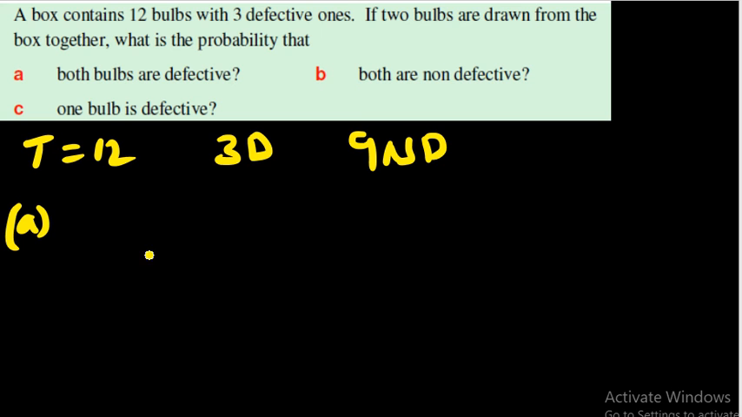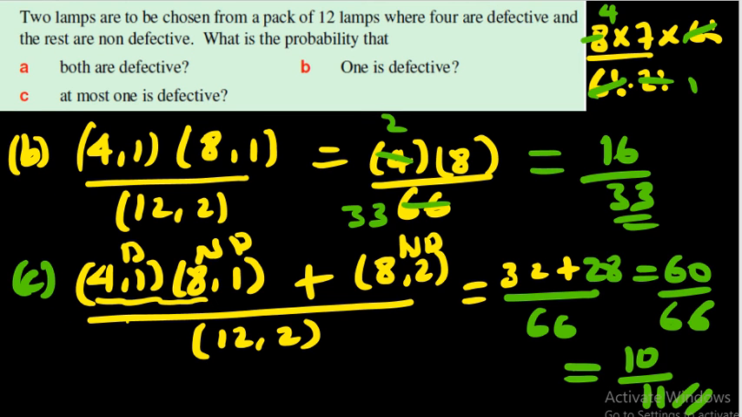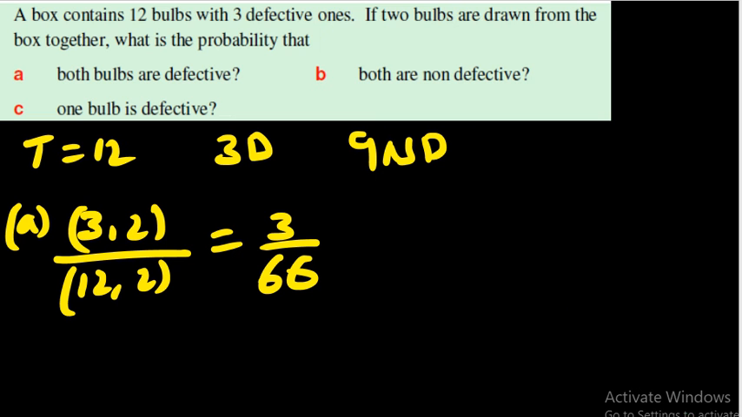In case of A, both defective means 3 combination 2, choosing 2 from the 3, divide by 12 combination 2. 3 combination 2 is 3, and 12 combination 2 is 66. I think we did it in the previous one. 12 combination 2 is 66, here it is. Therefore when you simplify by 3, 1, this by 3, 22. So the chance will be 1 over 22.